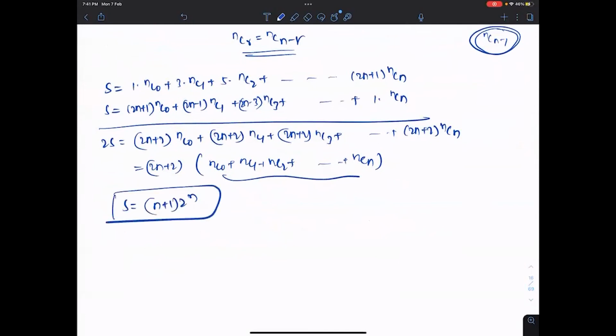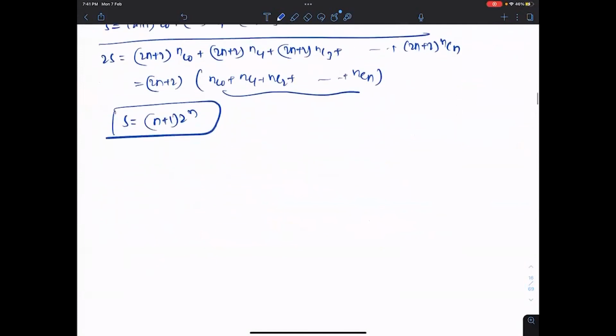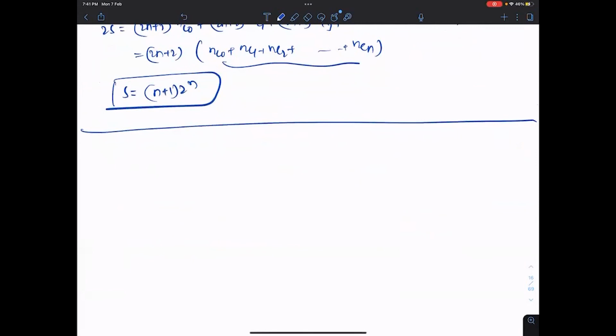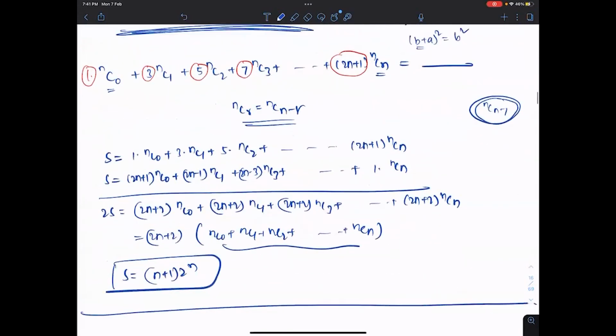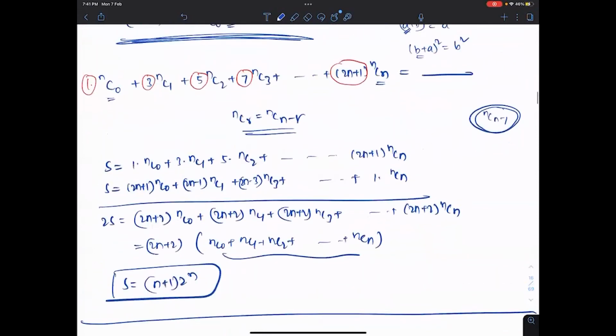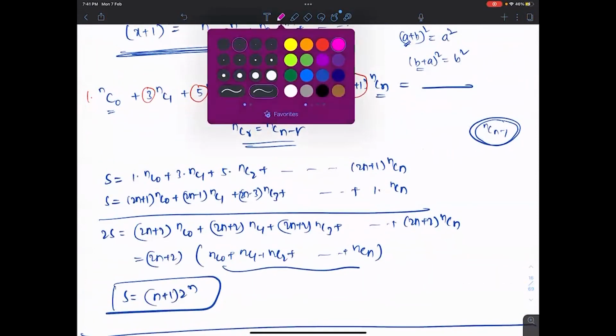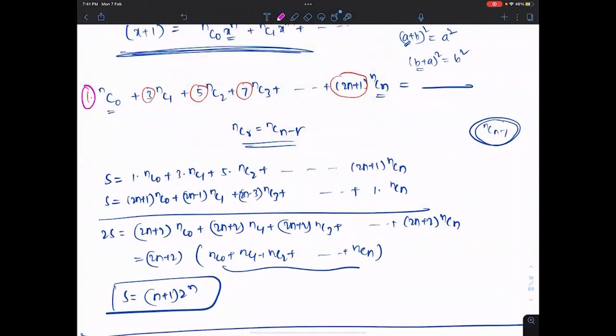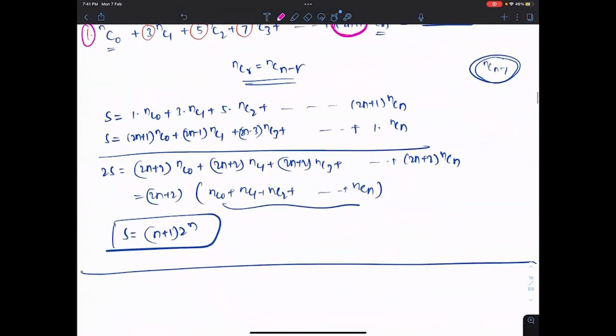Okay. Now, that is one direct formula. Direct formula means basically you take the average of the coefficients. If you understood the process, you will realize why I am doing this. Take the average of the first and last coefficient, whichever is there. What is the average? n plus 1. Average times 2 power n. That's all. That will be the answer.